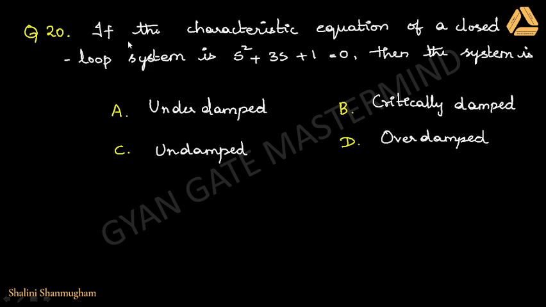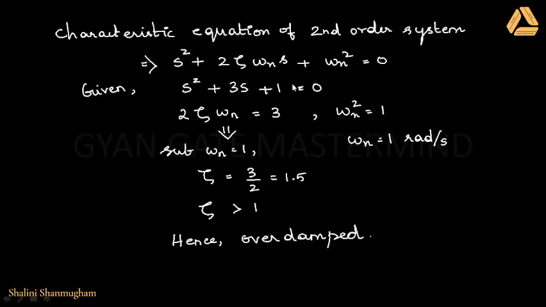So coming to the next question, if the characteristic equation of a closed loop system is this one, then the system is. So it is a second order system, right? Because if you see the power of s, it is 2. On comparing with the standard second order system characteristic equation, we can say 2 psi omega n equal to 3.